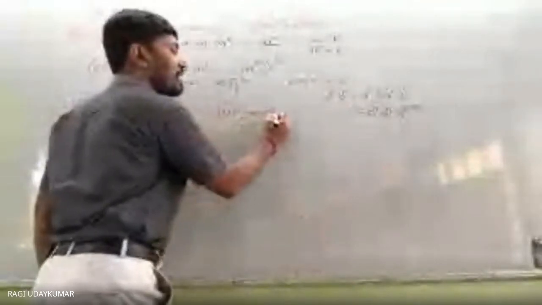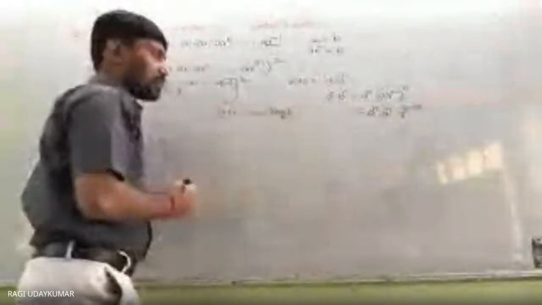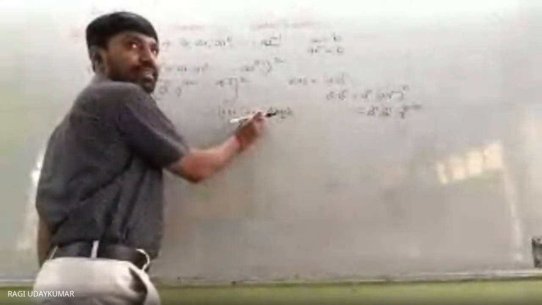Otherwise, RHS separate. This is LHS, consider this. This is RHS. So it has come up to here. What is the sum of the first n terms formula? Sum of the first n terms, 1 plus 2 plus and so on till n terms, is equal to n into n plus 1 by 2. Till n minus 1 is there.